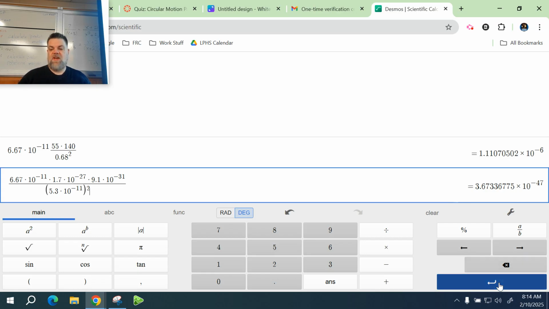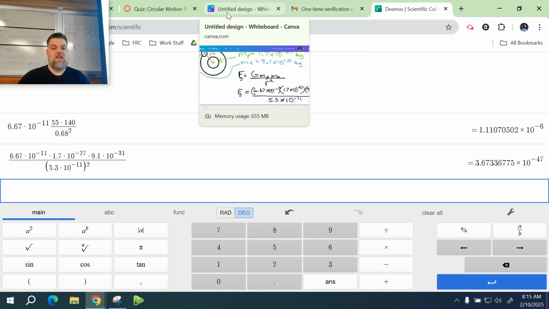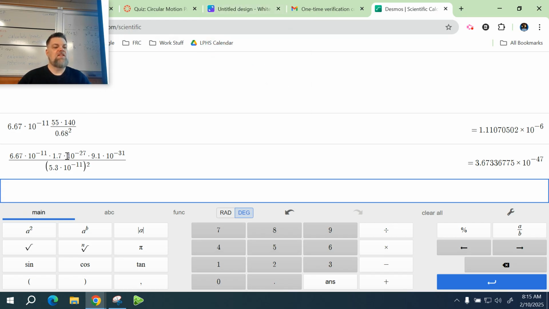Interesting. So when I hit enter, my solution manual had the wrong numbers written down but the right answer. So it's 3.67 times 10 to the negative 47. That's a very tiny amount, but it's enough. Yes? Is the 6.67 meant to be outside of the fraction or in the fraction? You could put it on the outside of the fraction, but I like to just put it on the top. Mathematically, it's the same. It just makes it a little easier for me to plug it in the calculator.